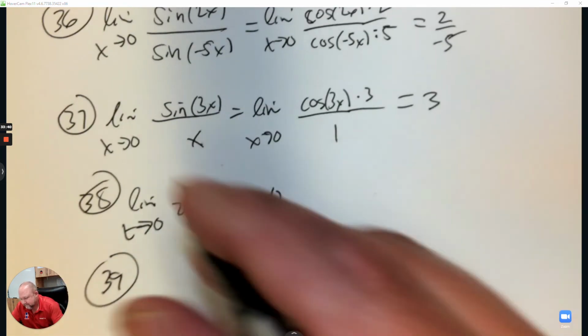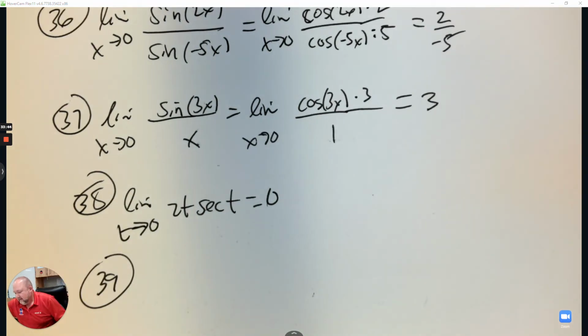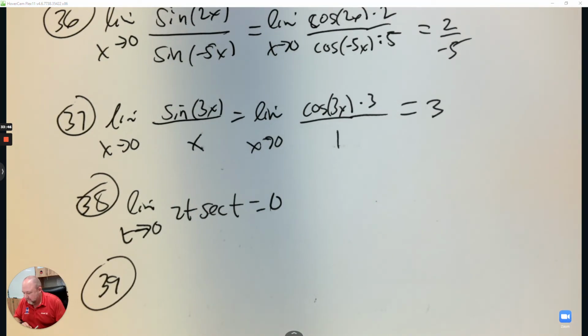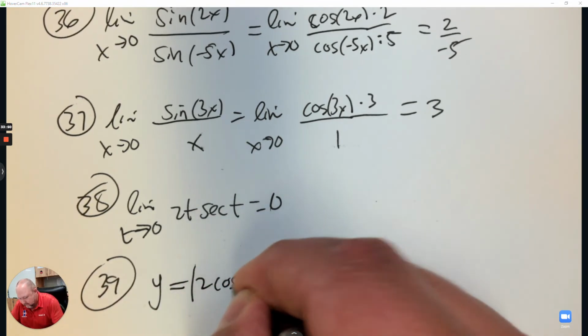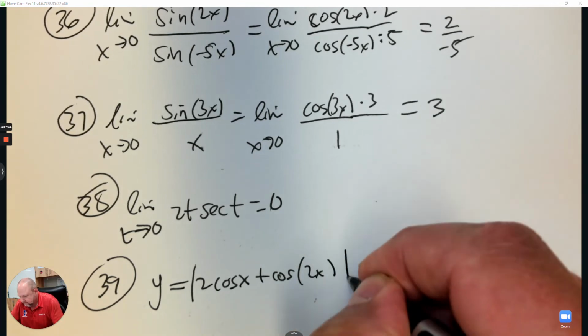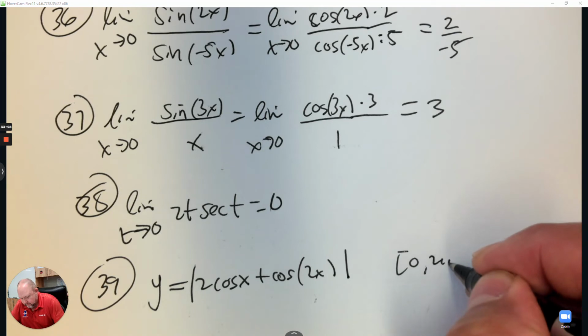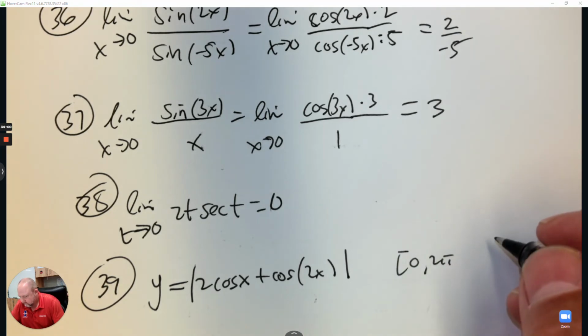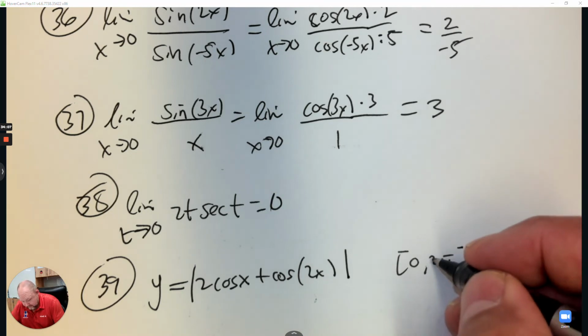39. Use a calculator. Where's my calculator? There it is. To find the area in between those two curves. So we have y equals the absolute value of cosine x plus cosine 2x, and it's from 0 to 2 pi with the x-axis. From 0 to pi, I mean.